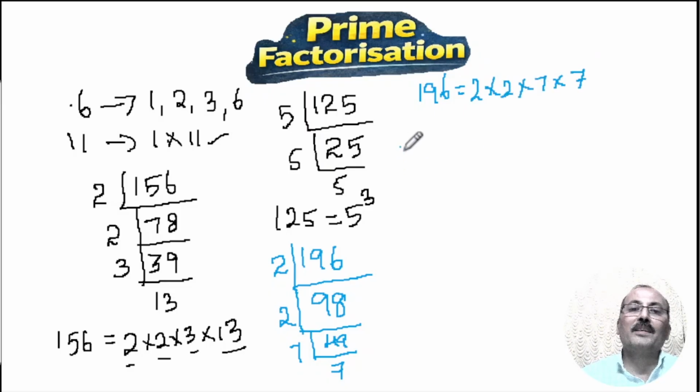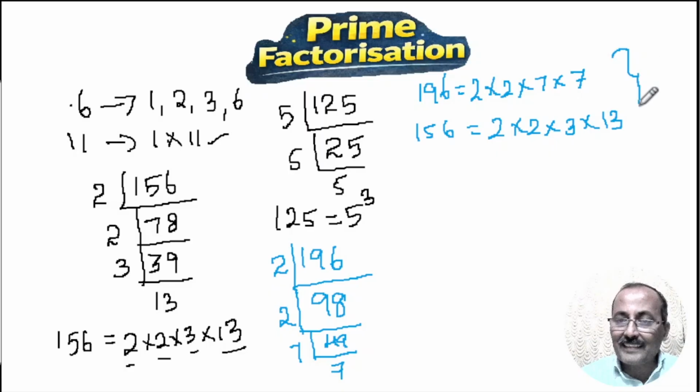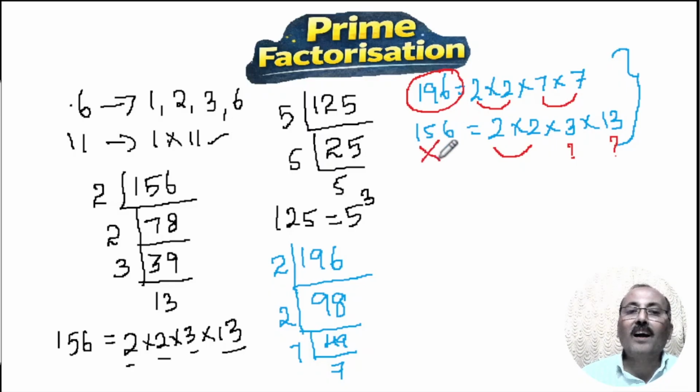One more example from this I will take. 156 can be written as 2 into 2 into 3 into 13. Now, here in this itself, I can give you one thing. In 196, the numbers are in pairs: 2 into 2, 7 into 7. But here in 156, one pair is there, and for 3 and for 13 there is no pair. That's why 196 is a perfect square, but 156 is not a perfect square.